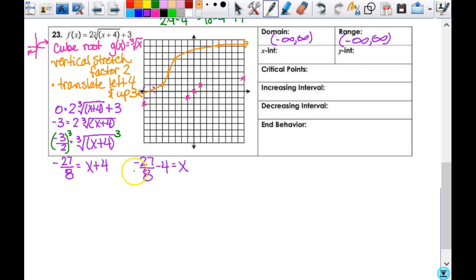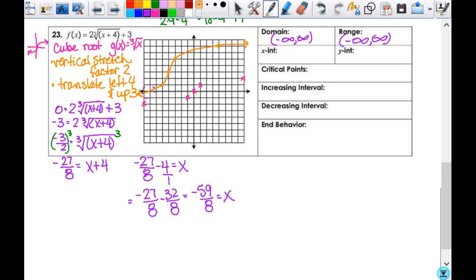So I have to combine these, so I need a common denominator. I'm going to put that over 1. My common denominator is going to be 8. So if I multiply this by 8 over 8, that is going to give me -27 over 8 minus 32 over 8. And then those are both negative, so I combine them. That's going to give me -59 over 8. That is my x value.